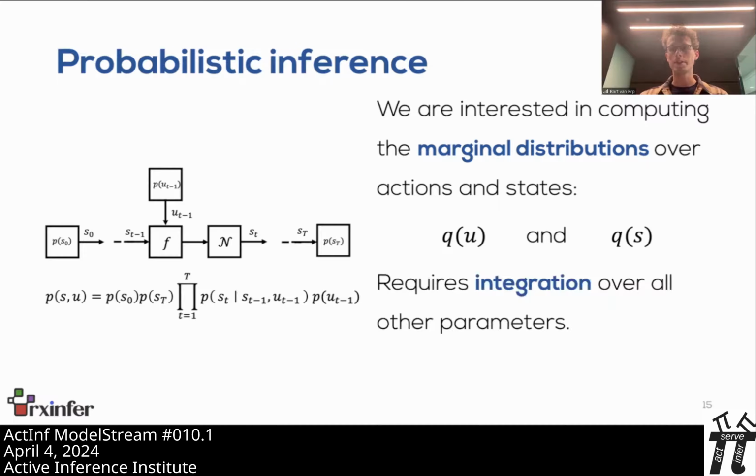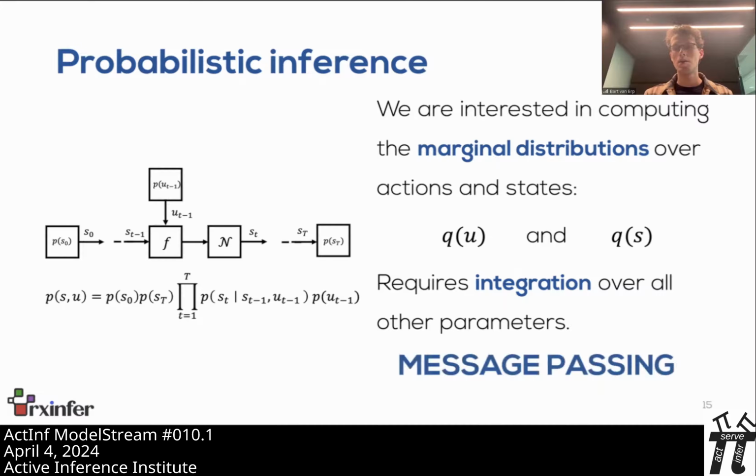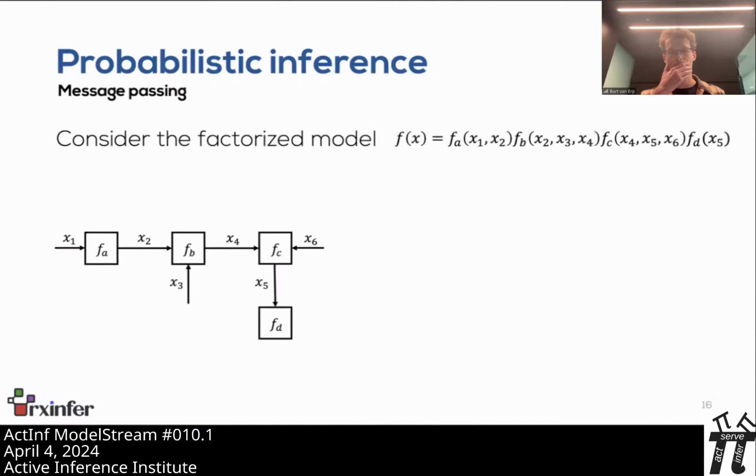In the general case, if we were to just try to solve this equation and compute these marginal distributions, then we would have to integrate over all other parameters. But that's very computationally heavy because there are a lot of parameters in our model. So doing this in a naive way would not be efficient at all. But there is luckily a way to make it efficient, namely through message passing. So let's dive a bit deeper into how that actually looks like.